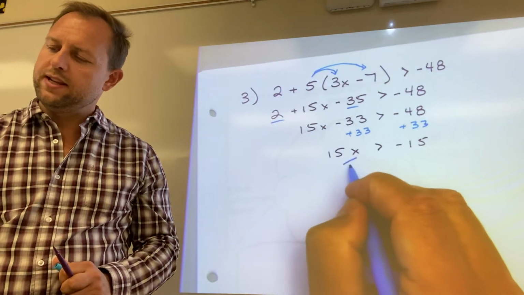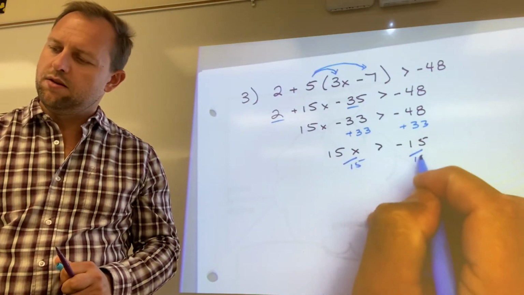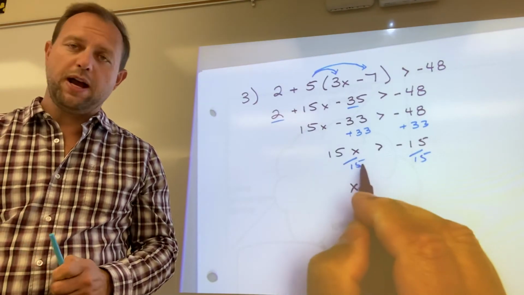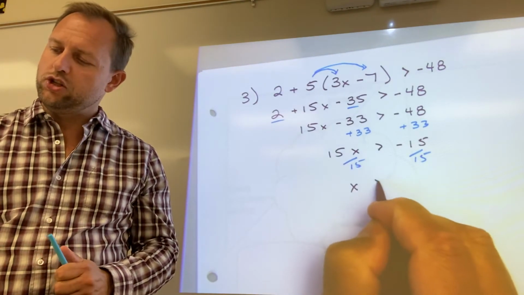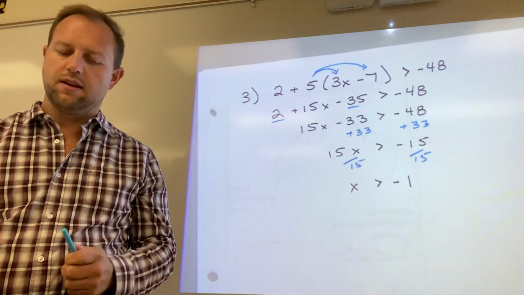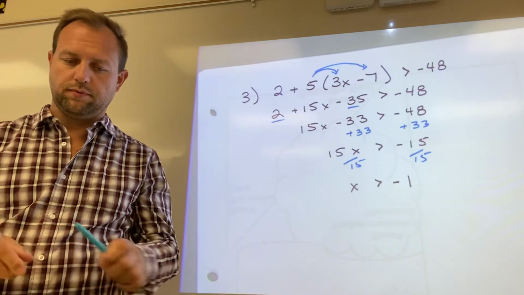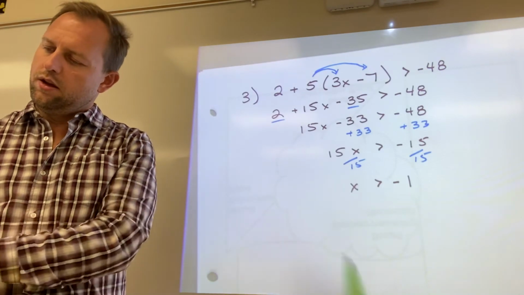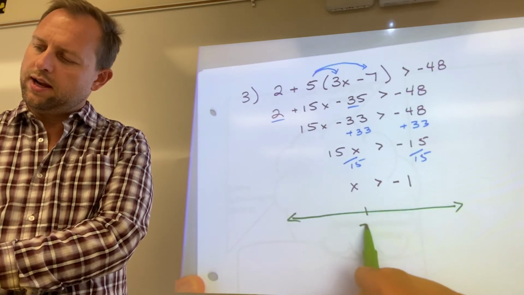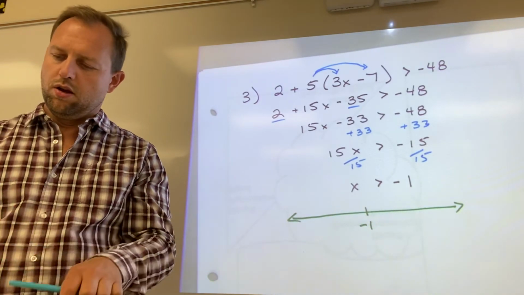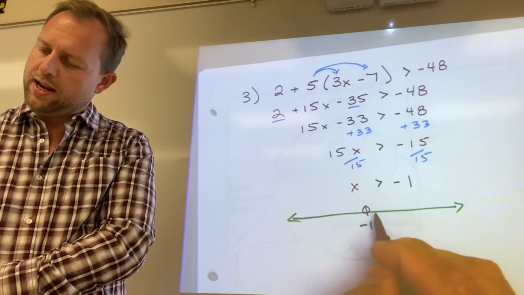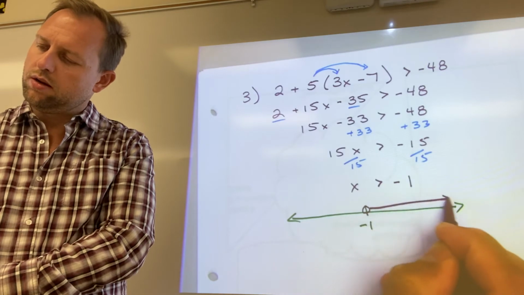And to get the x by itself, divide by 15. We're left with x. We divided by a positive, so the sign does not change. Negative 15 divided by 15 is negative 1. Graph that on our number line. At negative 1, we are going to have an open circle, and it'll be heading to the right.